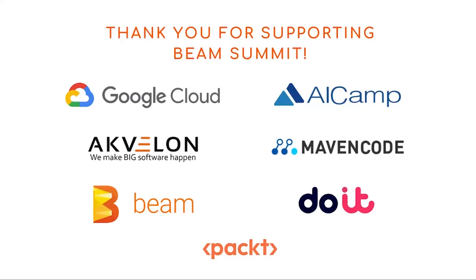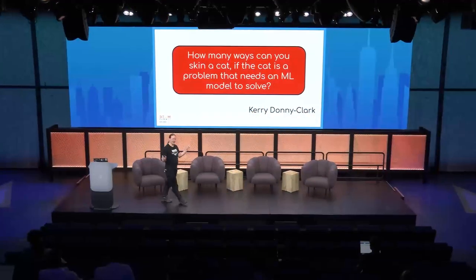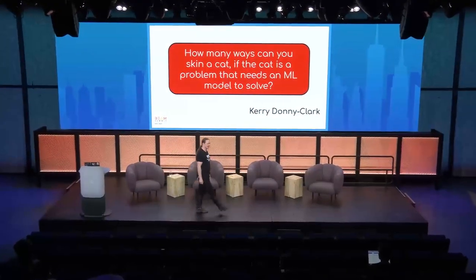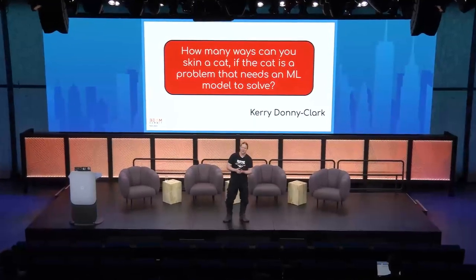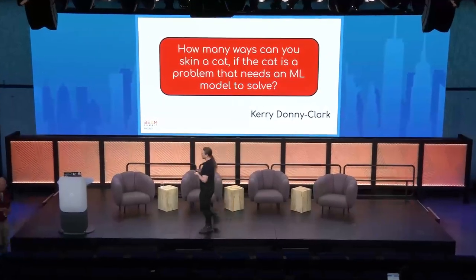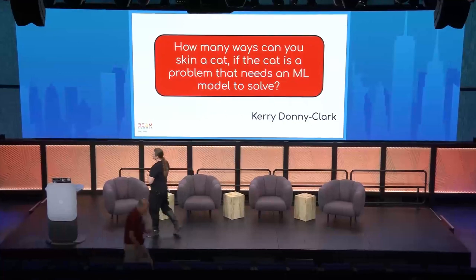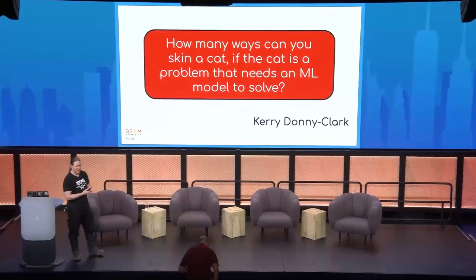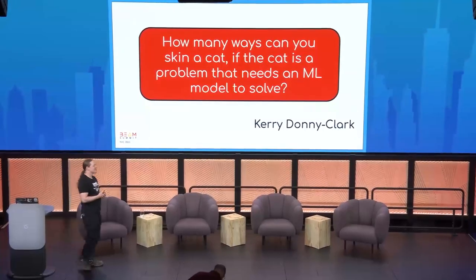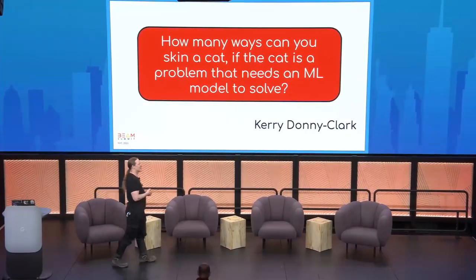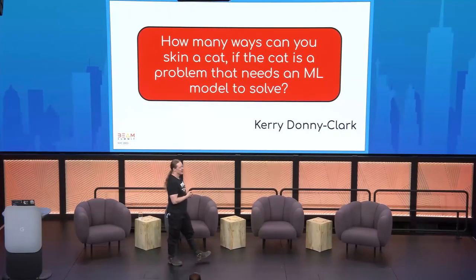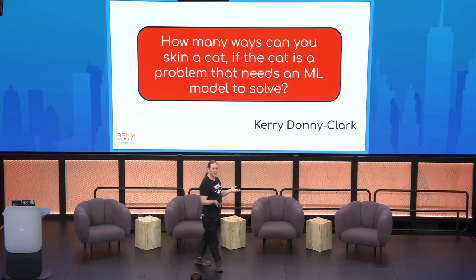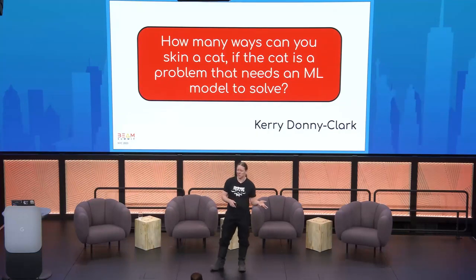So I have a talk today with one slide and then a lot of me talking over my computer. So this is, how many ways can you skin a cat if the cat is a problem that needs an ML model to solve? And specifically what I'm gonna be talking about is our RunInference framework and what you have to actually do to use it.